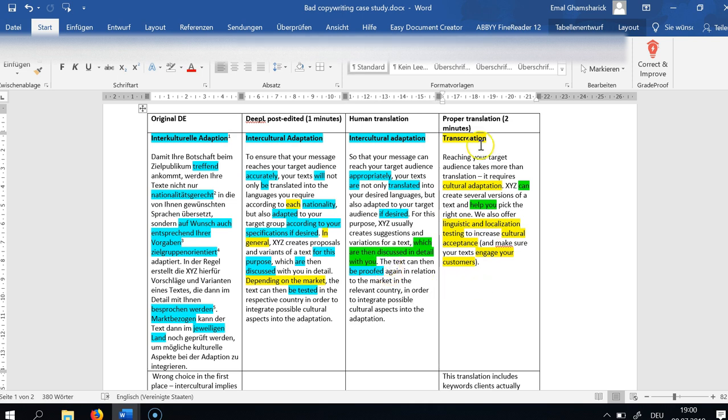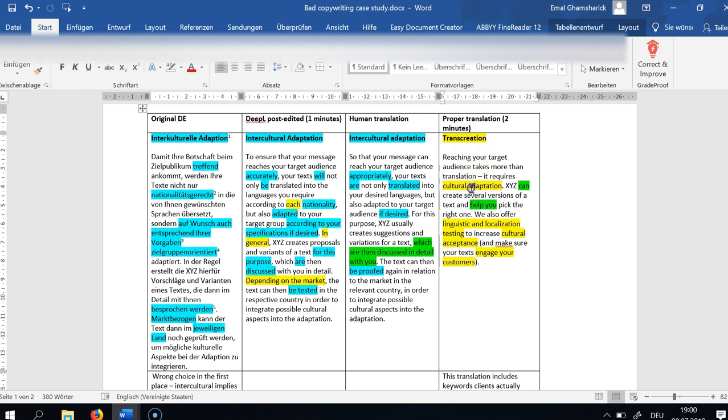Now, let's look at the transcreation, and this is where the magic happens. I want to tell you, it took me like 2 minutes because I know what I'm doing. If somebody who knows what they're doing needs maybe a little more than, it will take a little longer than machine translation post editing. But look at all these yellow highlights.